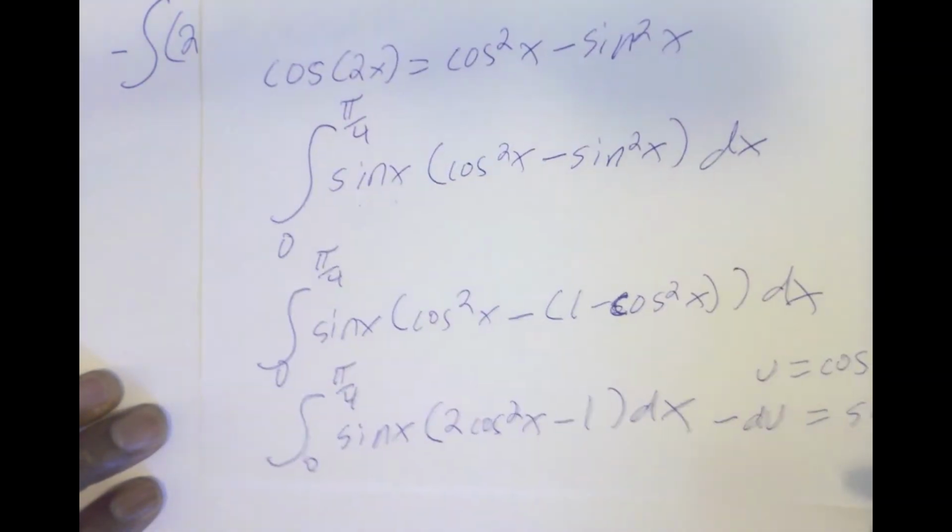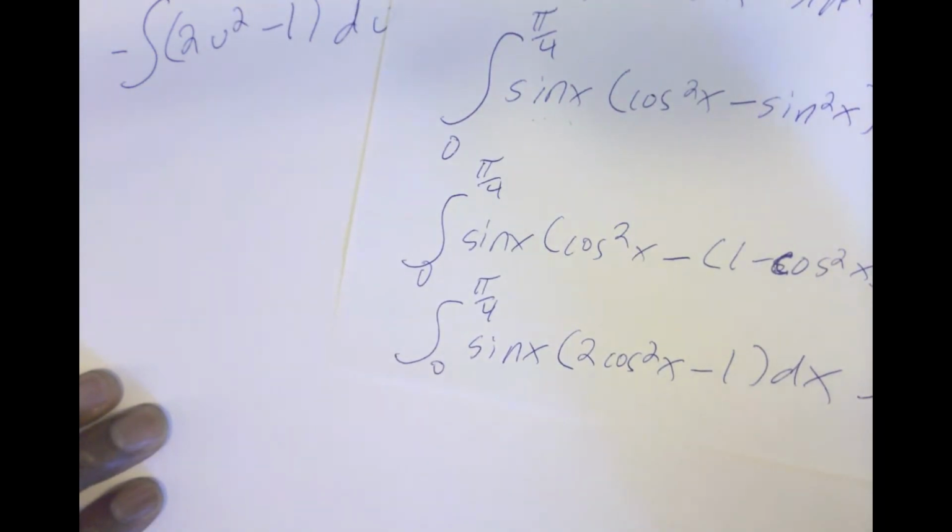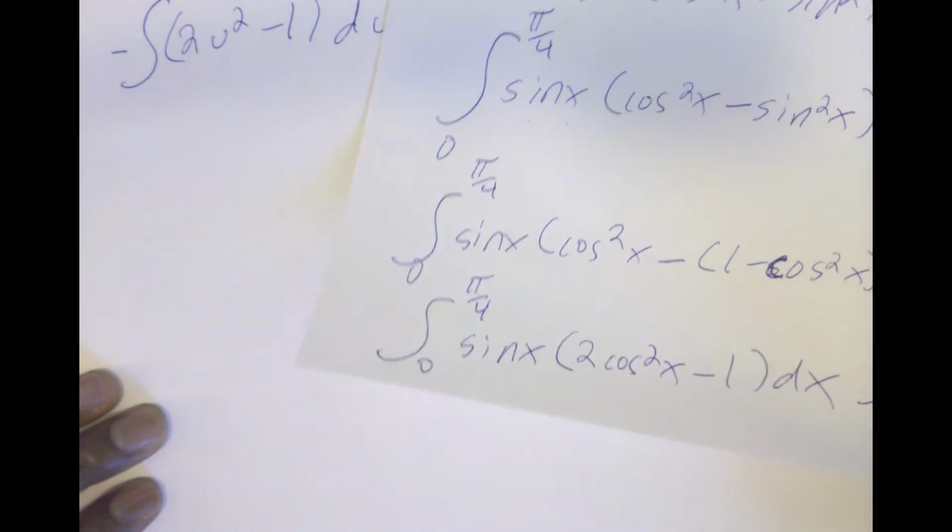And so we're integrating 2u squared minus 1 negative du. And I'm thinking, do I want to change the variables, or do I just want to put it back in terms of x when I finish? So u is cosine x. Let me go ahead and change the variables. So u is cosine x.